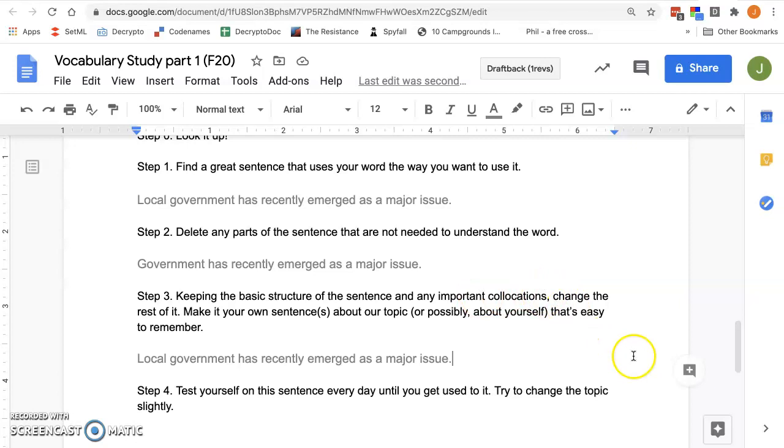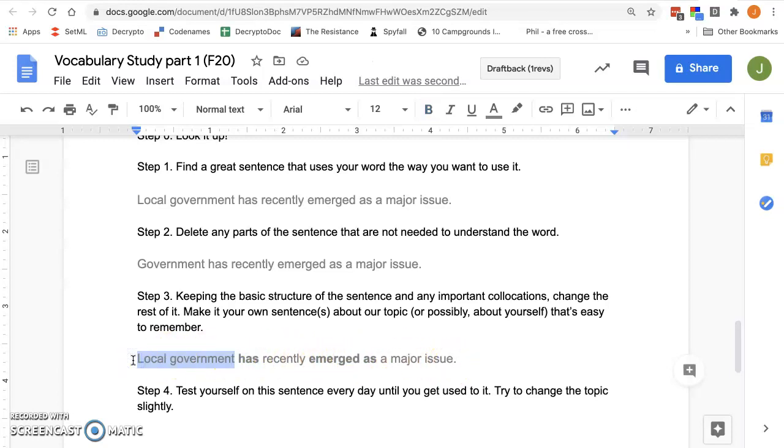Collocation means words that appear together. So in this particular sentence, emerge as seems really important. I don't actually know whether I could say emerged from a major issue or emerged into a major issue or emerged with a major issue. I don't actually know that, but I know I can say emerged as. So that's what I want to study. I want to say that something probably has emerged as something else.